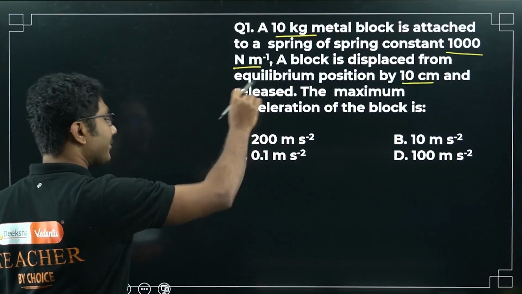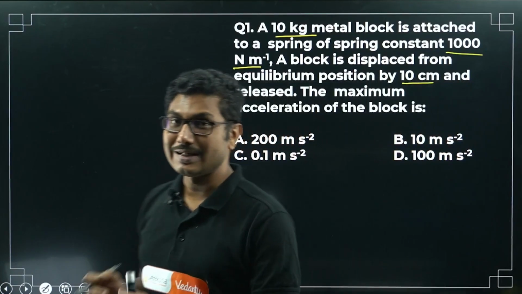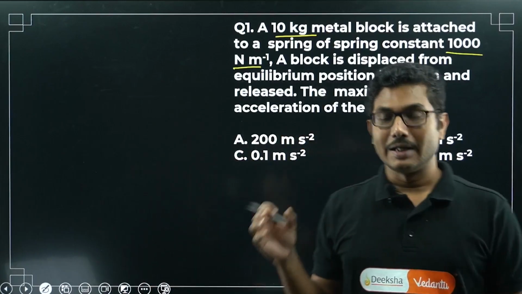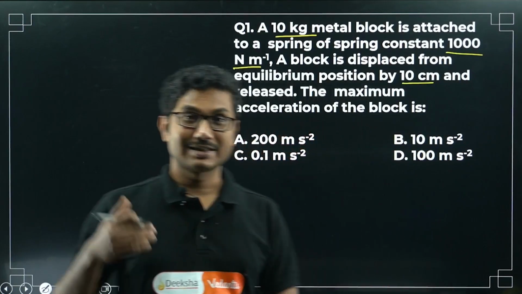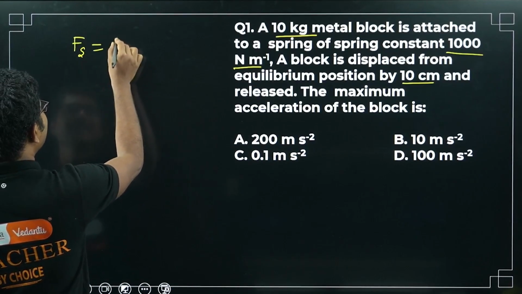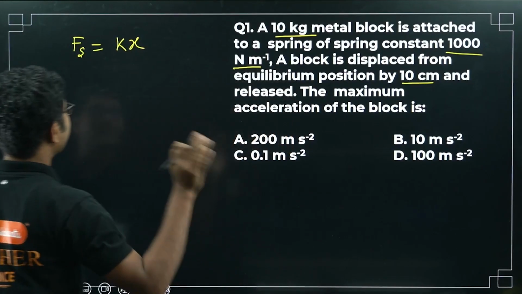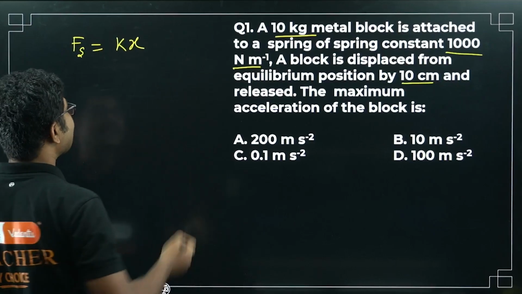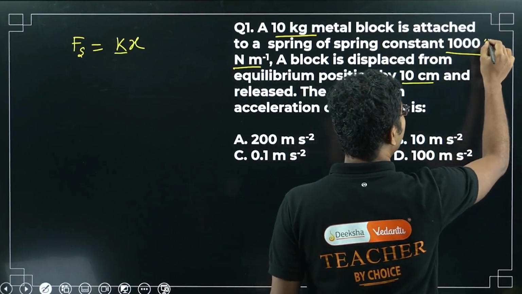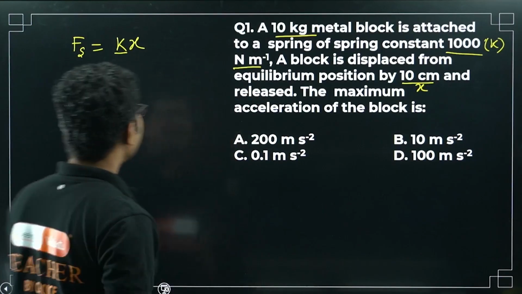Even though the question belongs to oscillation, you can solve it even without knowing anything about oscillation. The only thing that you need to know is the maximum amount of force applied by the spring, which is Kx. There is a negative sign because it is a restoring force, but we are ignoring the sign. K is the spring constant and x is the displacement. Now everything has to be in SI.